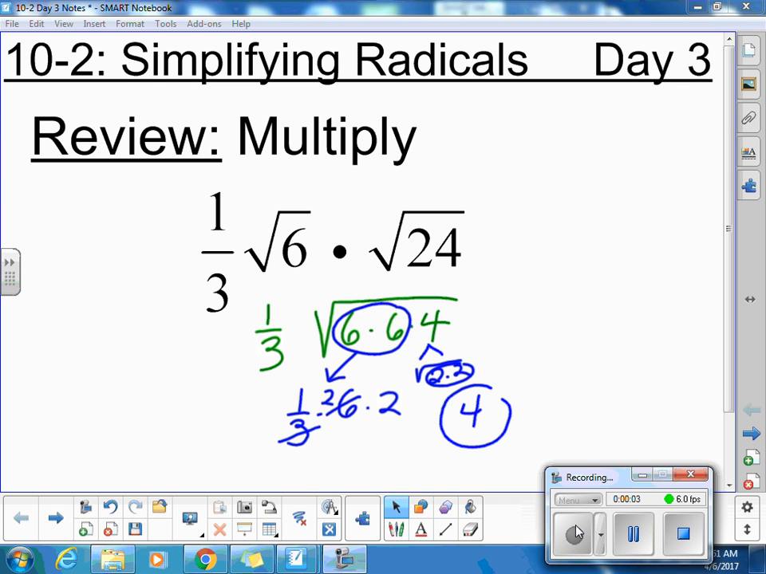All right, simplifying radicals day 3, which is 10.2 day 3. Let's just review. Sorry, I forgot to erase that.